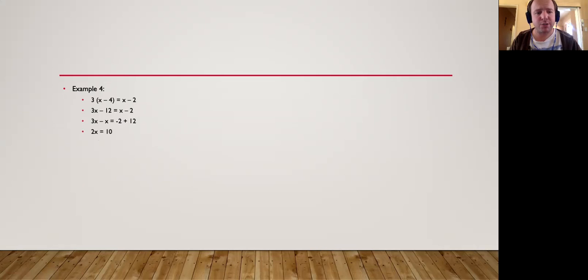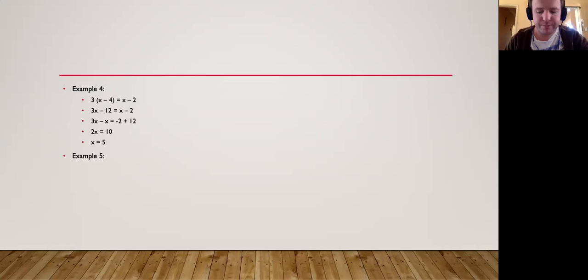3x minus x is 2x, minus 2 plus 12 is equal to 10, sorry. 2x is equal to 10. Now remember, divide both sides by 2. 2 divided by 2 is 1, 10 divided by 2 is 5. So x is equal to 5.